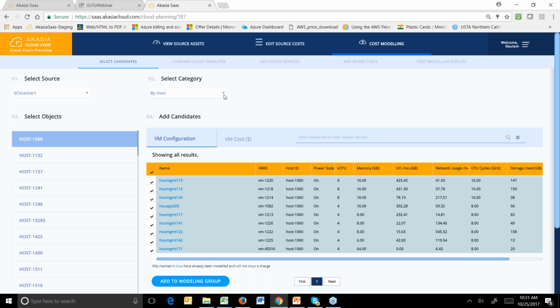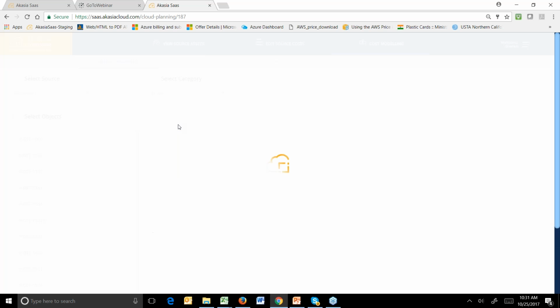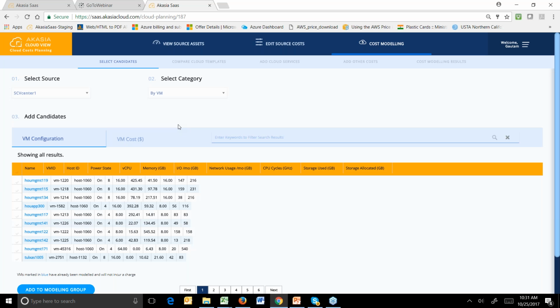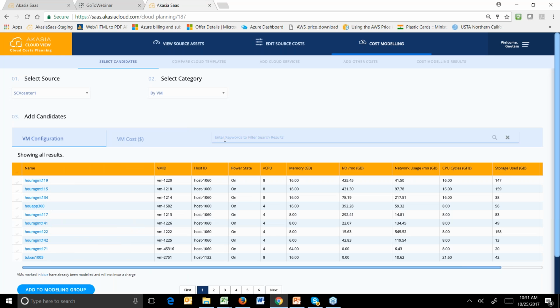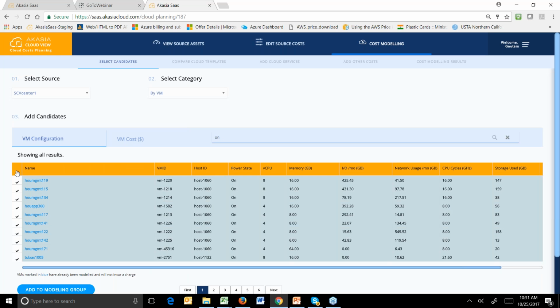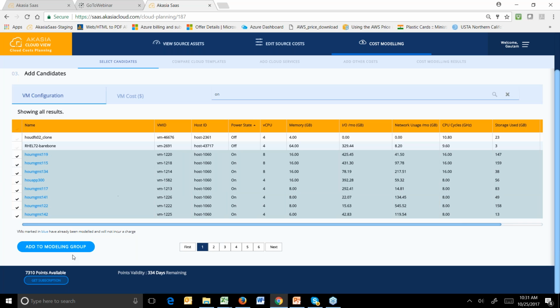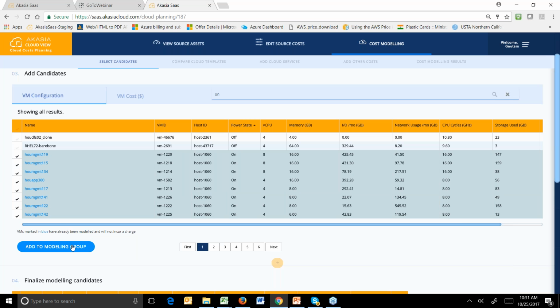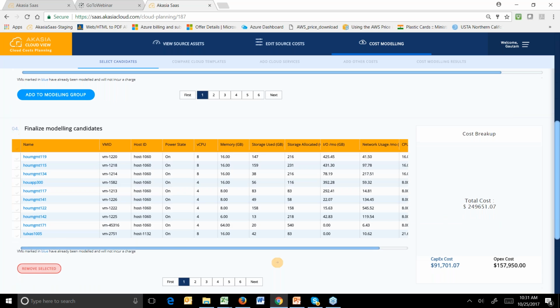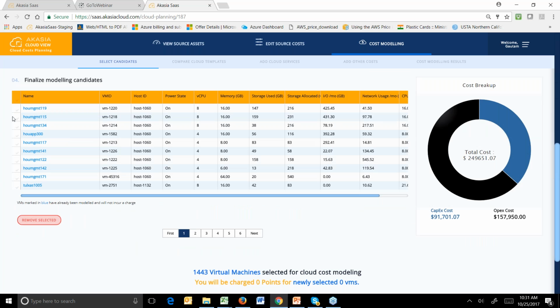So instead of picking by host, I'm just going to pick all the virtual machines so that you can see how it's dealing with a fairly large set of data. And I'm going to take on only the powered on machines. So if I select this, and then I have selected all of these systems. I add to my modeling group here. And I have 1,443 virtual machines that I have an intention to model for.